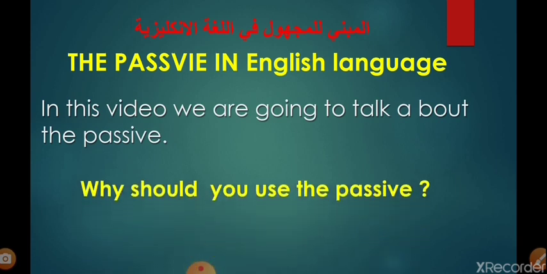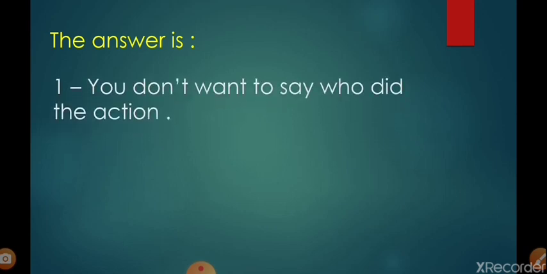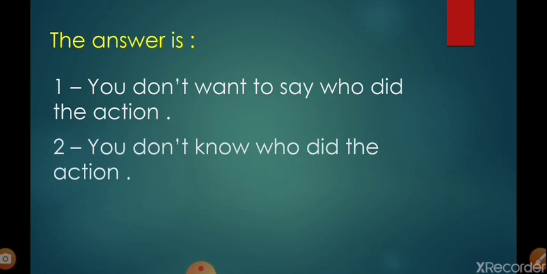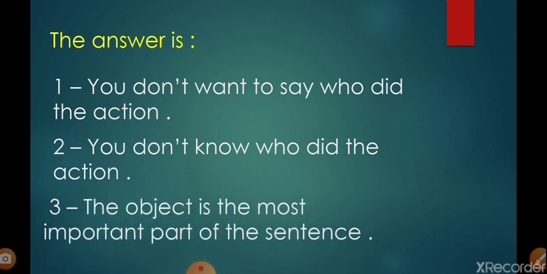And here, my student, we have a question. Why should you use the passive? لماذا ينبغي عليك أن تستخدم المبني للمجهول؟ Let's see the answer. The answer is number 1. You don't want to say who did the action. Number 2. You don't know who did the action. Number 3. The object is the most important part of the sentence.